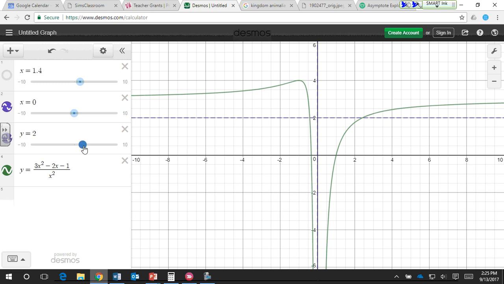What happens with the horizontals, the verticals can never be crossed. But the horizontals, we ask ourselves, what are they approaching as we go to negative infinity and positive infinity? So what number is this approaching as it goes to negative infinity? 3. Now how about this one? 3. Since they're both converging on the same number, it can be a horizontal asymptote even if it's crossed.